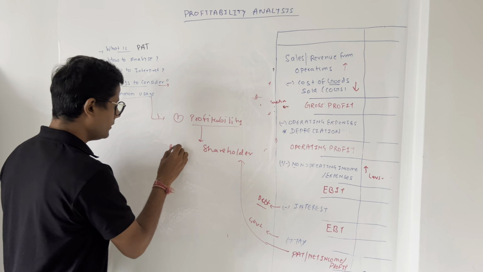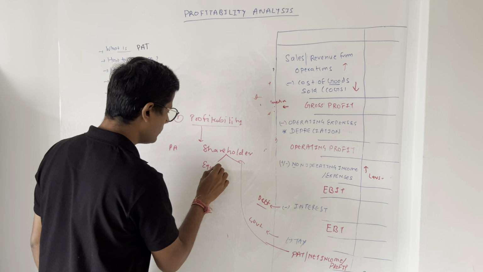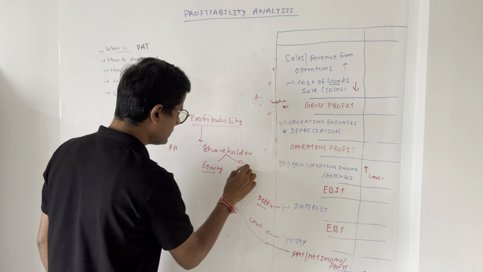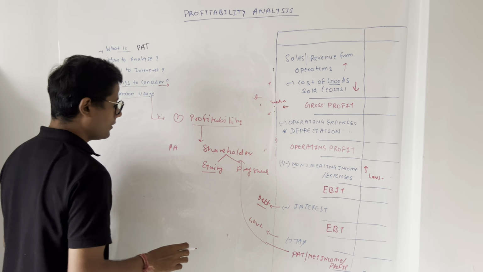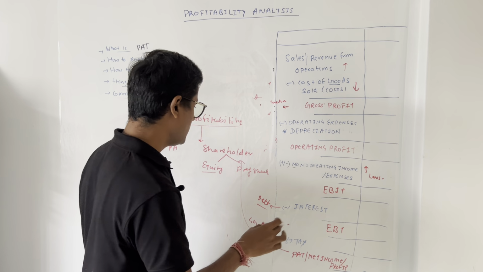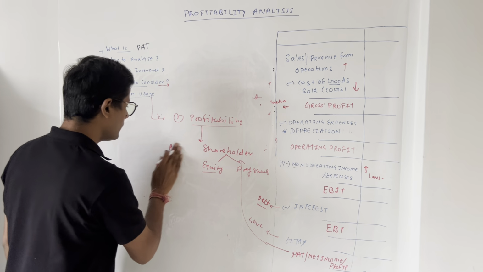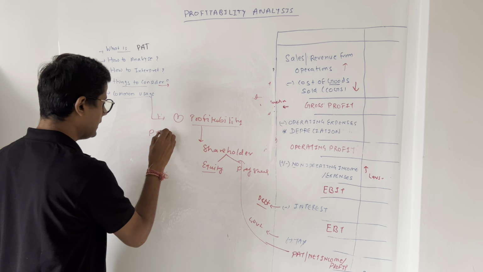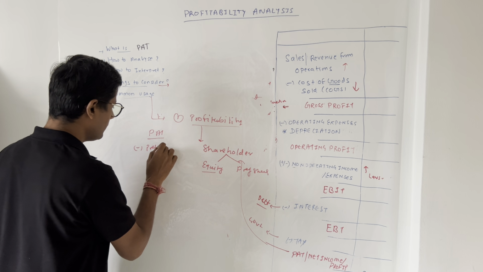Now, when you talk about that, there are two kinds of shareholders: equity shareholders, and sometimes preference shareholders. We will discuss the preference shareholders in detail, but since we are talking about PAT and shareholders, I want to give some brief about it. So when we talk about PAT, from the PAT we need to deduct preference dividend.